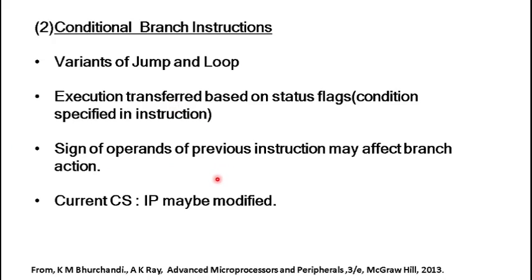And how is the jump done? Jump is done by changing IP. Not CS, only IP, because the conditional branch instructions in 8086 are actually used only for short jumps.